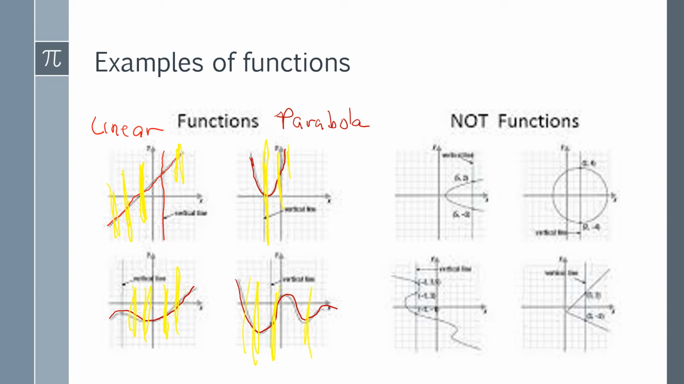Okay? On the other hand, these are not functions because as I draw this vertical line, I hit the graph in two places, and therefore it's not a function. This is a circle. It's not a function because that vertical line is hitting it twice. And with the vertical line, if it fails in one place, it fails the whole thing. So I only need to show that it hits that graph twice in one spot. Here it hit it 1, 2, 3 times, so it's definitely not a function. And again, it hit it 2 times, so it's not a function.